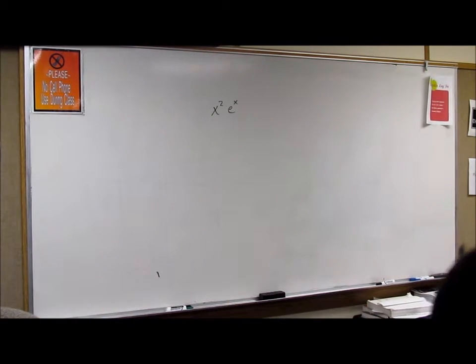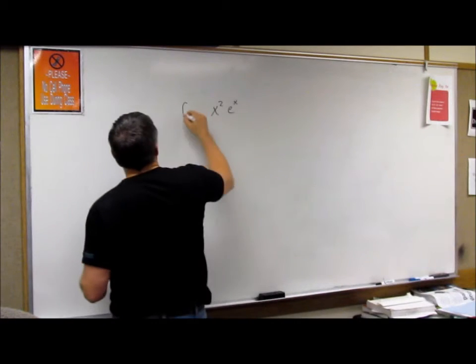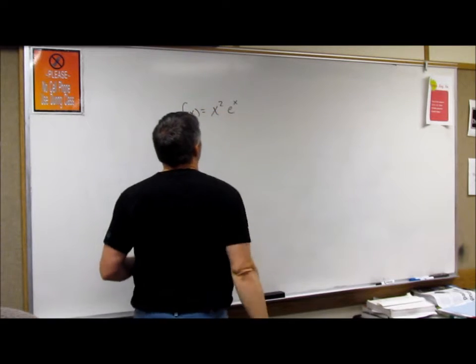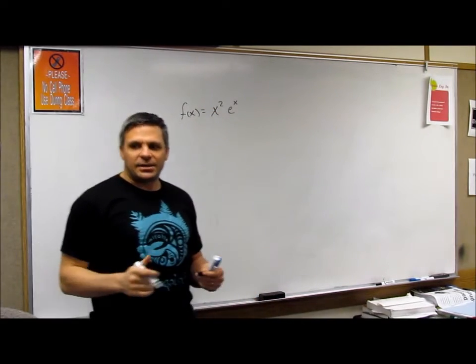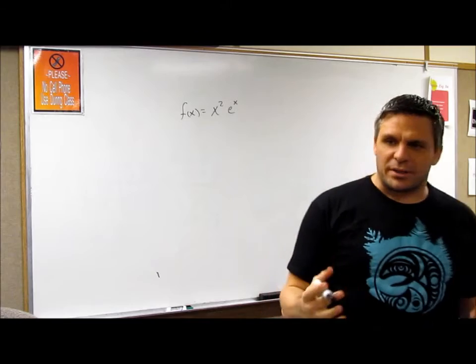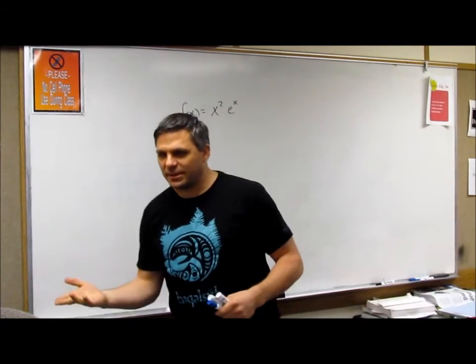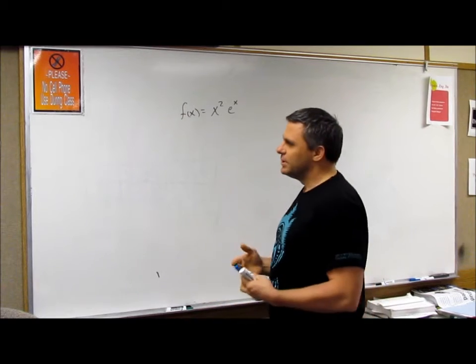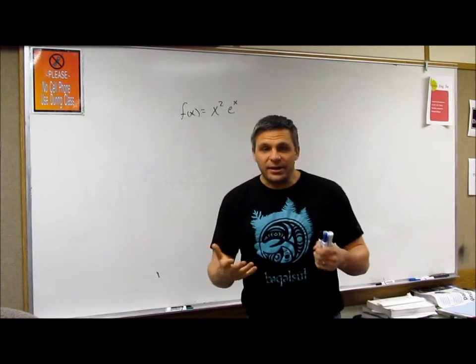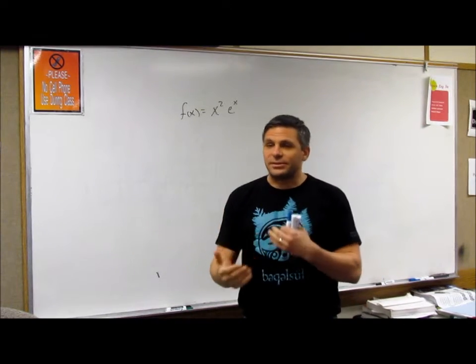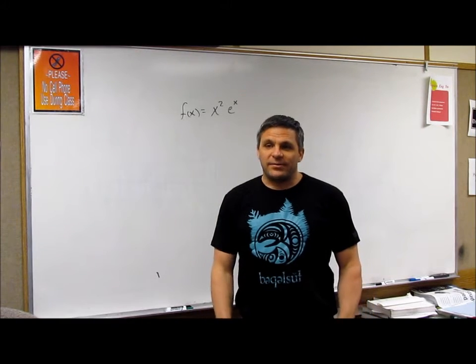Okay, so we have a function here. F of x is equal to x squared e to the x. Okay, and what we're going to use is the product rule. Now they also have a quotient rule, which we're going to talk about next, but right now we're going to use the product rule. However, if you can, I would use the product rule all the time, if it's possible.